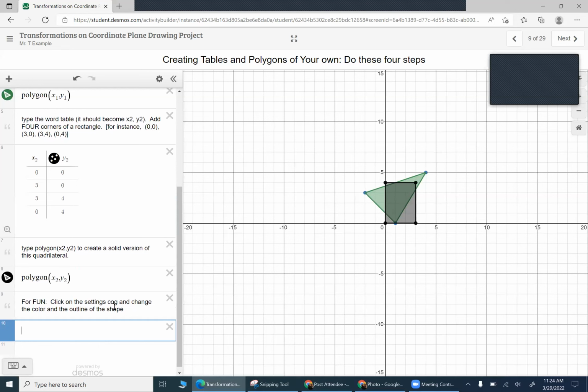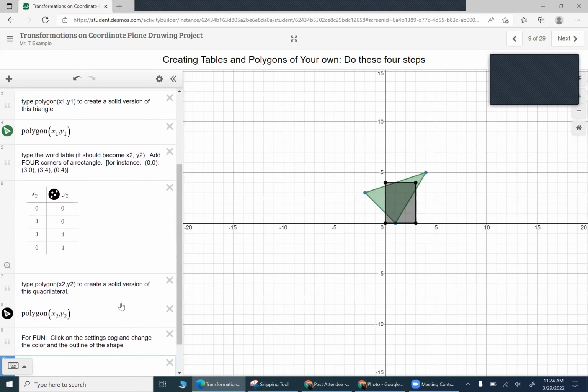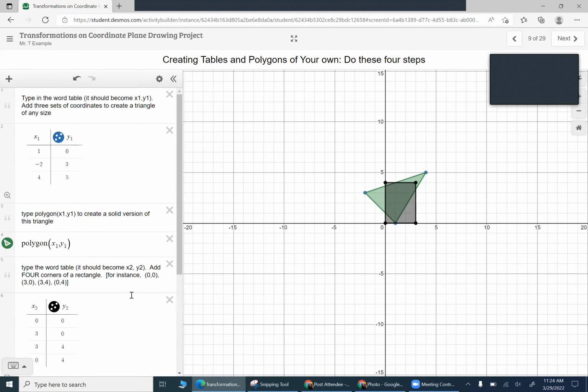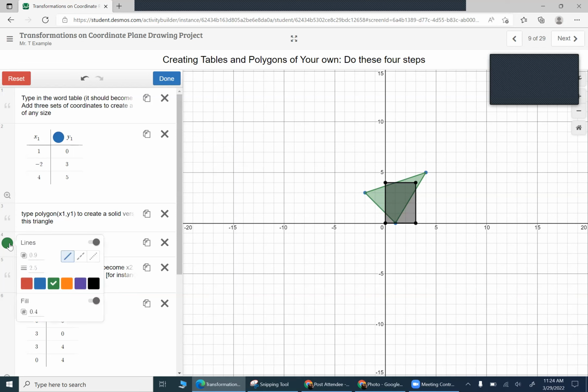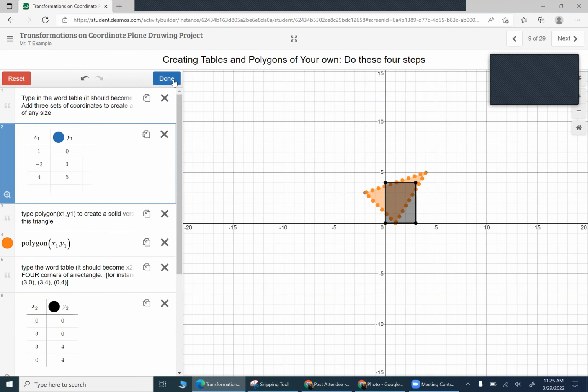And then it says, for fun, click on the settings and cog and change the shape or outline. So just as a reminder, for anything you want to change the color for, if you click on the cog, these things become solid. And then I can say, oh, I want that to be orange and I want to have a dotted line around the edge. And maybe I want the line to be really dark. Okay, so that's what happens when I hit done.